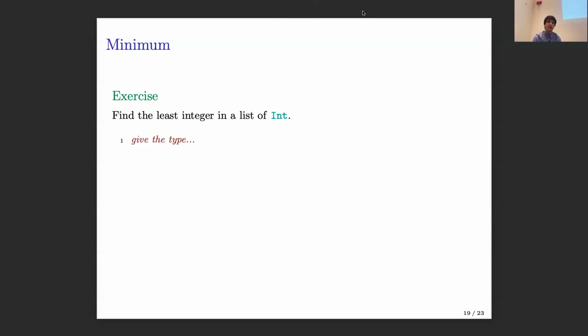Find the least integer in a list of integers. How do you do this? This one should be easier than the last one that we did, but what? Actually, this is a little bit more tricky. I didn't put a precondition here, yeah?